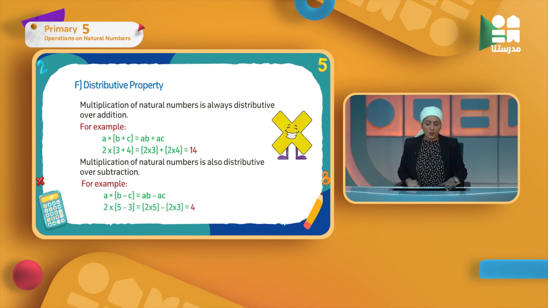So here, 2 times 5 minus 3. 5 minus 3 is 2. 2 times 2 is 4. Equals 2 times 5 is 10. And 2 times 3 is 6. 10 minus 6 is also 4. Then distributive property can be applied in multiplication over addition and subtraction.